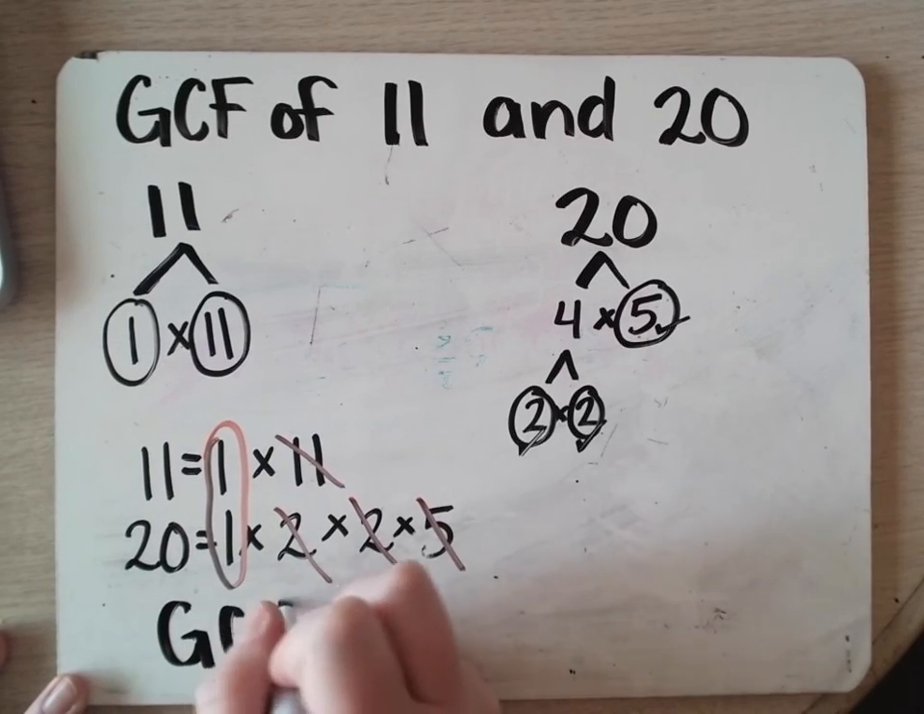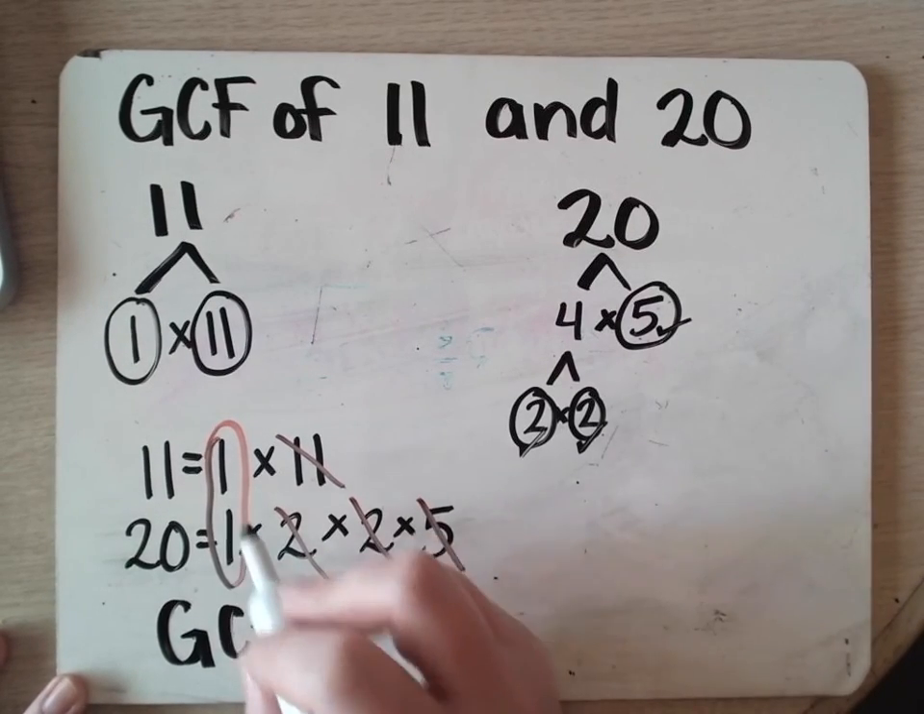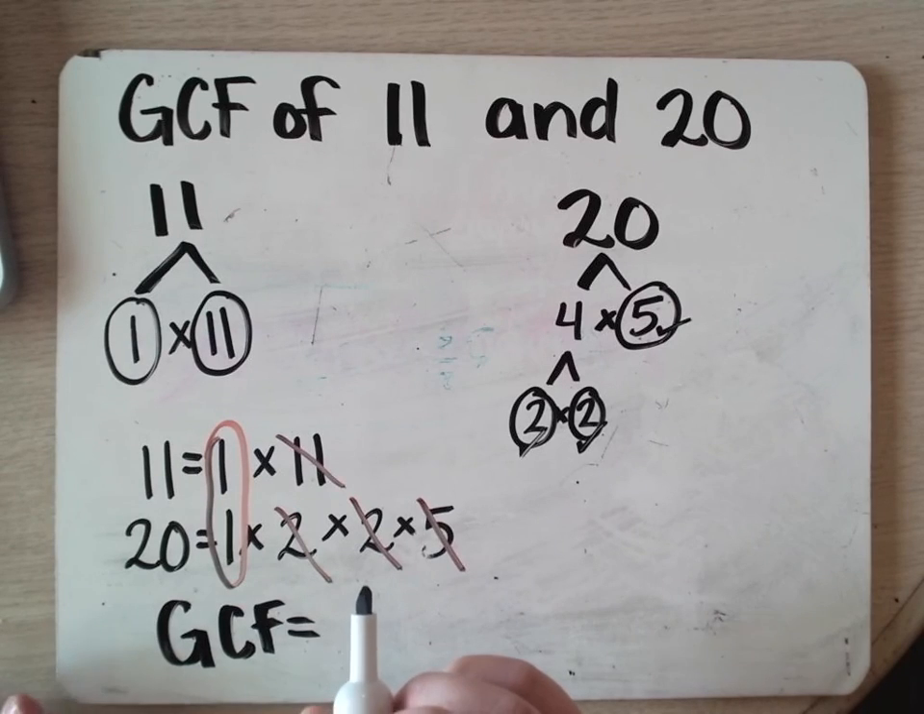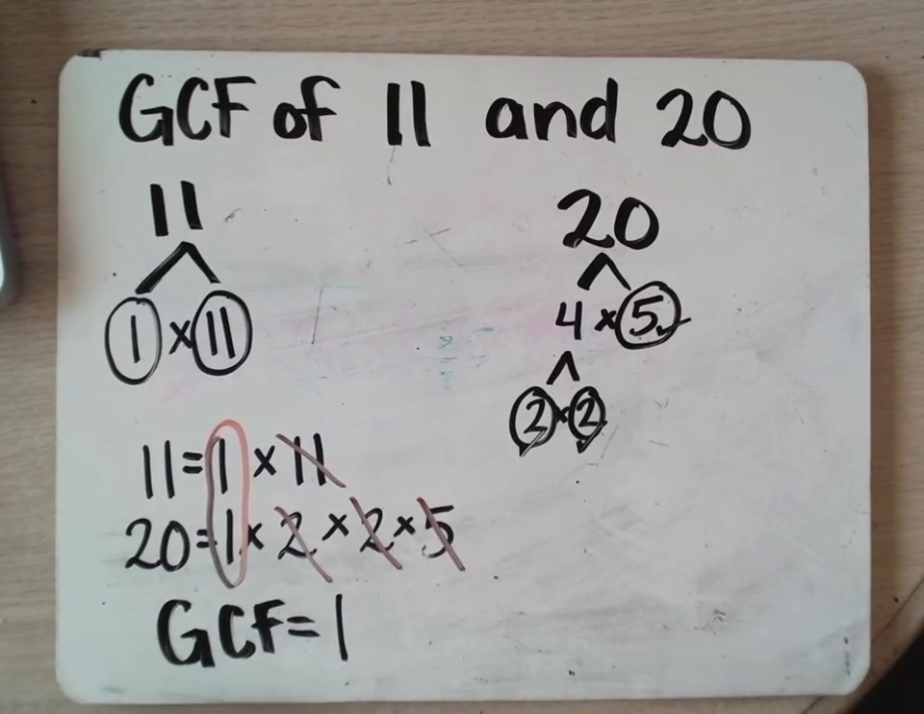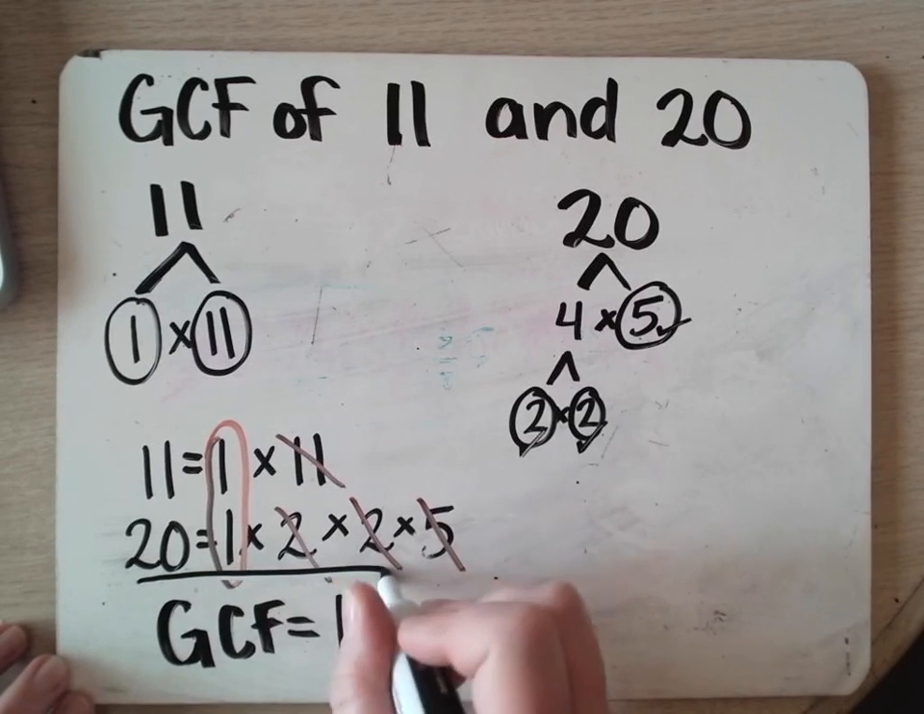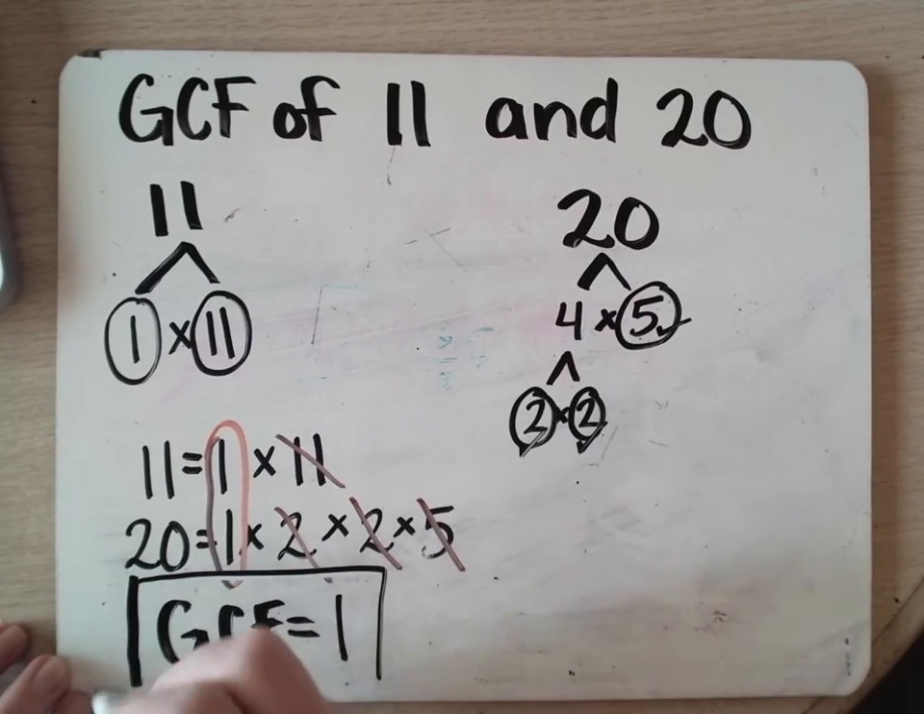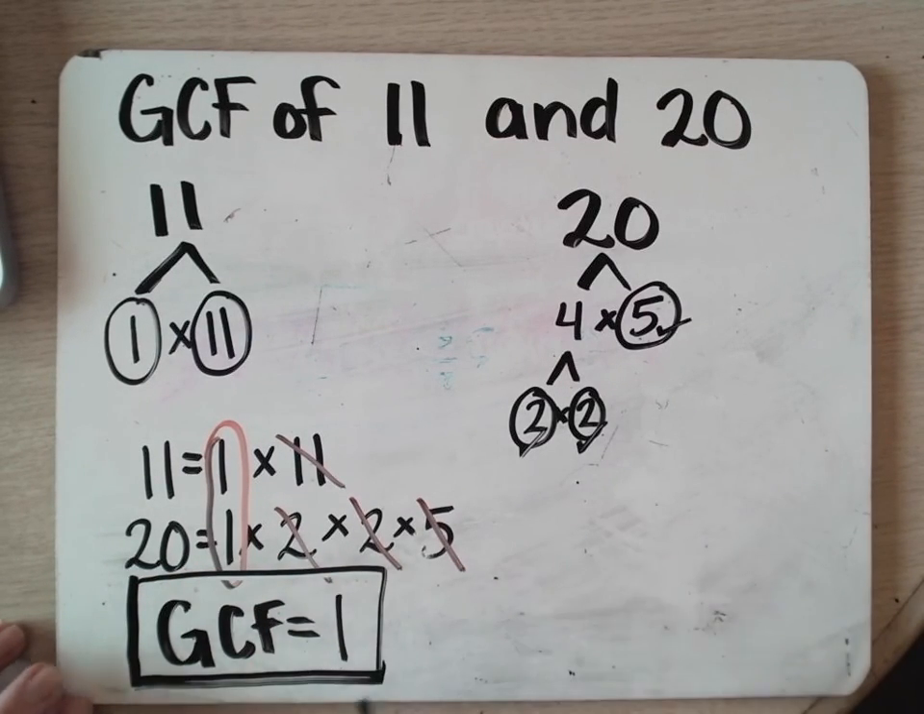So GCF equals, you pull out one number, remember, one number from your pair. In this case, my GCF just equals 1. 1 is the greatest factor both of those numbers have in common.